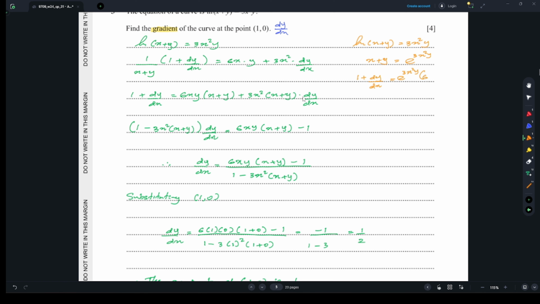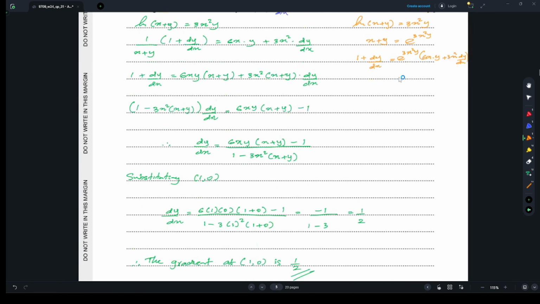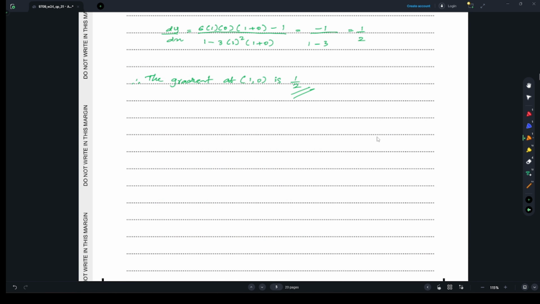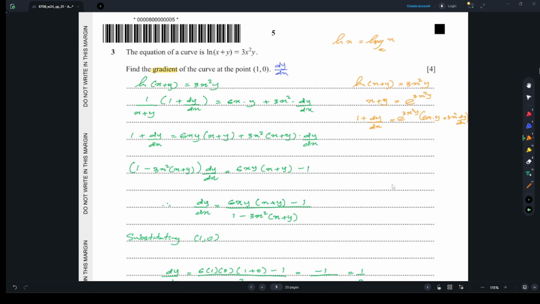That is the same as this part, 3x²y. So you can write here 6xy + 3x² dy/dx. From this, again, you can simplify, make dy/dx the subject, and later substitute the point here. So this is another method, or you can directly use the equation that they have provided.